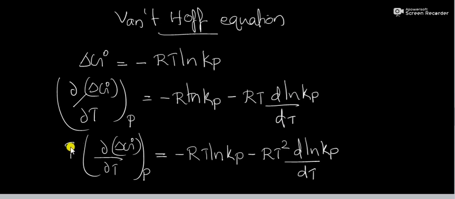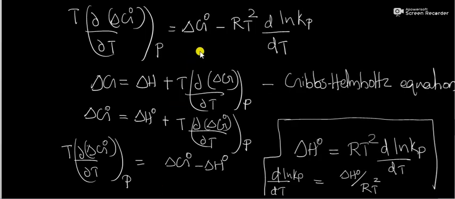Then on multiplying throughout by t, we get t into dou by dou t of delta G0 at constant pressure is equal to minus RT ln Kp minus RT square into d by dt of ln Kp. That is minus RT ln Kp equal to our delta G0. So we can write T into dou by dou T of delta G0 at constant pressure is equal to delta G0 minus RT square into d by dt of ln Kp.